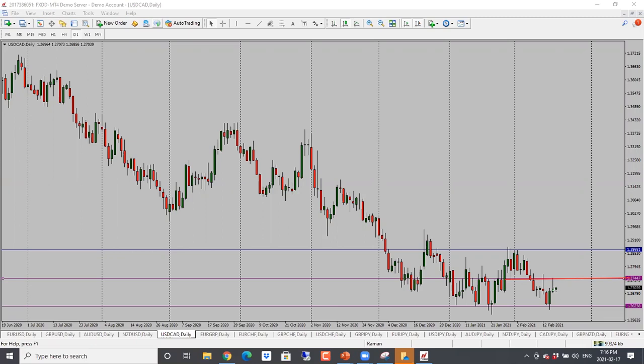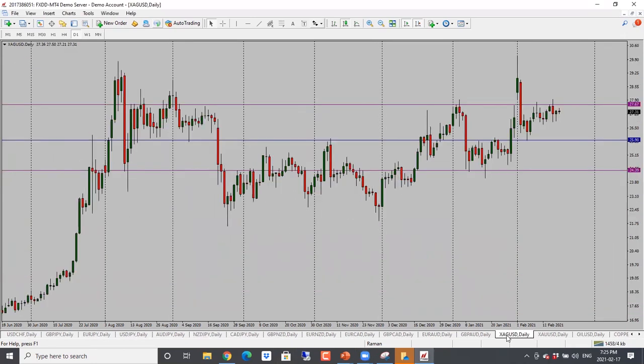So in this case, I will look for a potential retest here and then a drop back down. But basically, price is neutral, looking for price to trade between this range here, between 1.2750 and 1.2620. So neutral bias here for dollar CAD.